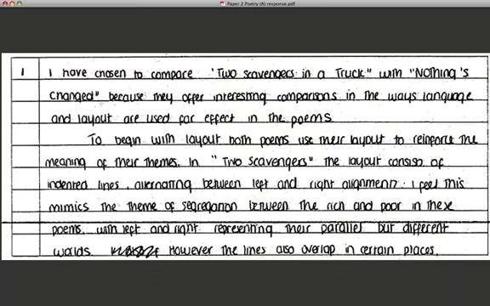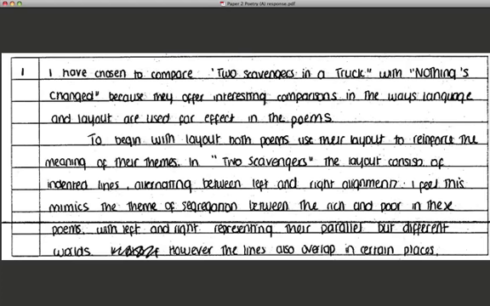So here I'm going to reference some of the things from the mark scheme and also from SMILE that this student has done. "I've chosen to compare 'Two Scavengers in a Truck' with 'Nothing's Changed' because they offer interesting comparisons in the way language and layout are used for effect in the poems." Okay, that's a perfect introduction, doesn't waste any words, no background, no dramatic storyline, nothing unnecessary basically. So we can tell from this that they were asked to compare 'Two Scavengers in a Truck' with something, and they were asked to look at language and layout used for effect.